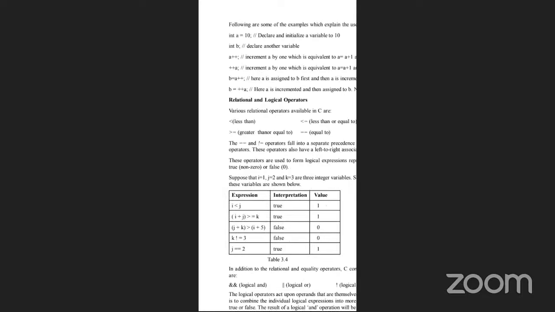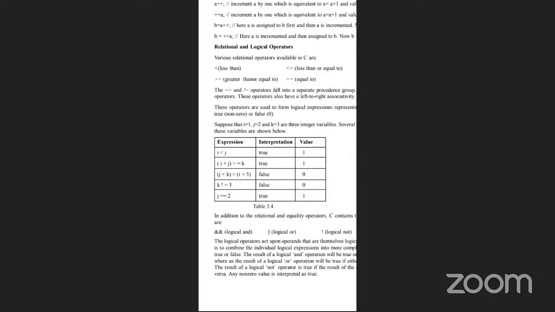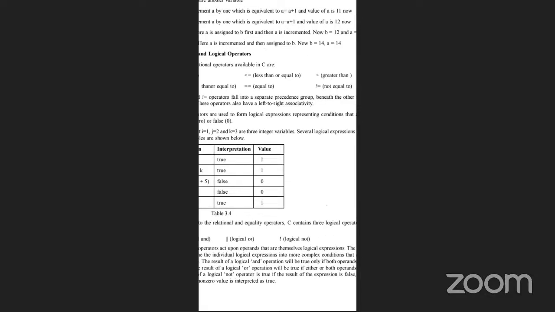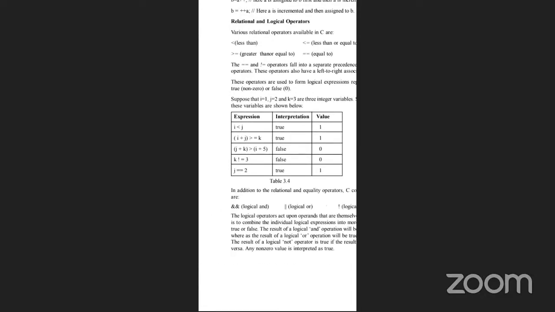Relational and logical operators. The various relational operators are less than, less than or equal to, greater than, greater than or equal to, and equal. The equal and not equal operators fall into a separate precedence group beneath the other relational operators. The result is true, non-zero, or false. Suppose that i equal to 1, j equal to 2 and k equal to 3 are three integer variables. Several logical expressions involving these variables are shown below.